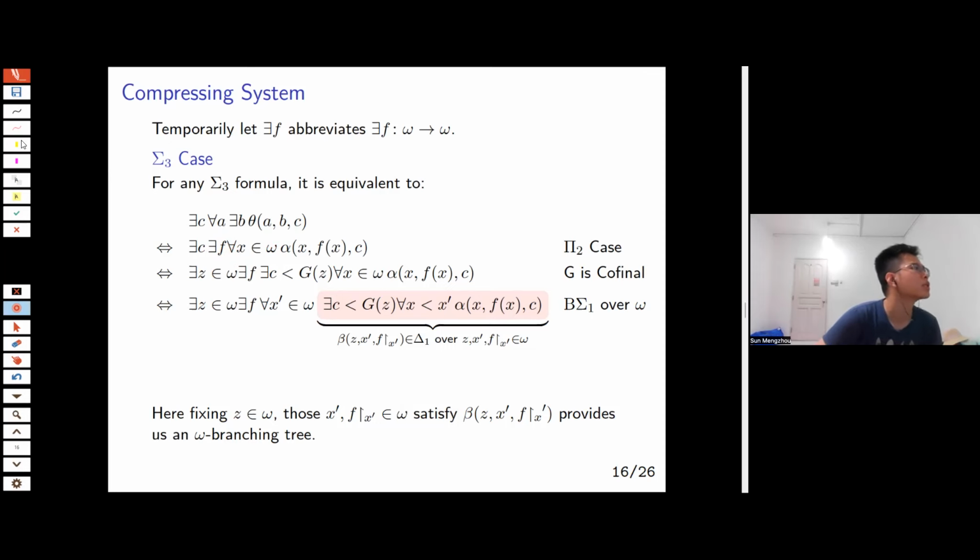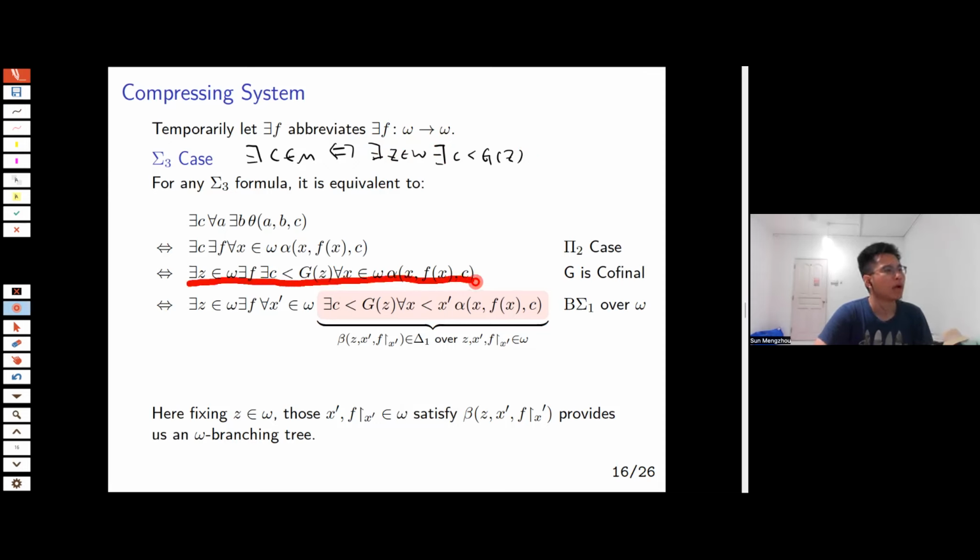And then we do the following trick. We turn a first order quantifier over the model. So there is a C in M is equivalent to saying that there is a Z in omega and there is a C less than G(Z). This is a small trick, following from G being cofinal. But here you can see that we turn a first order existential quantifier over the model into two parts. The first part is the existential quantifier over the cut, and the second part is a bounded quantifier.